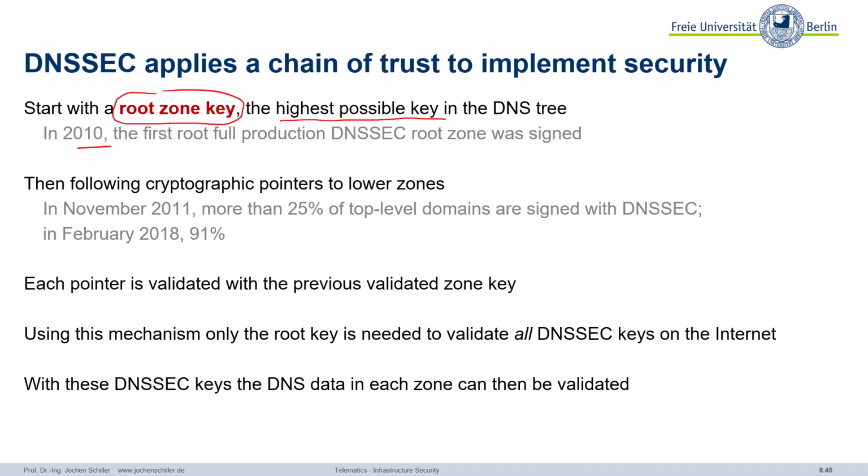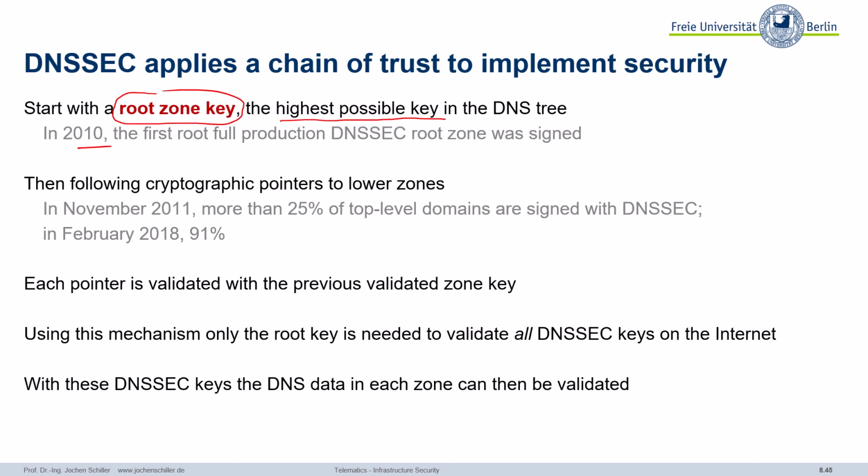So you start with a root, and then you point to the lower zones, and all those pointers are then validated with a zone key. And in the end, this ensures that only the root key is needed to validate all the DNSSEC keys on the internet, because if you have the root key and you can follow the chain, you can make sure that everything is fine. How this works, example in a second.